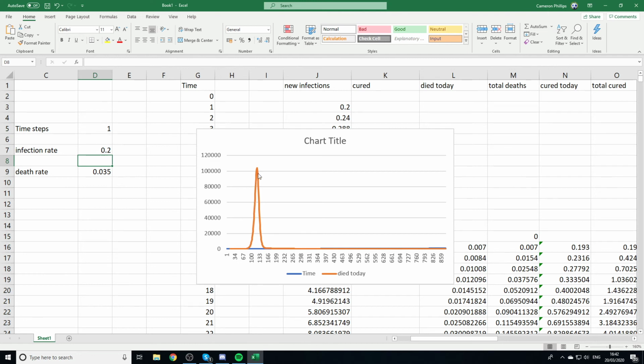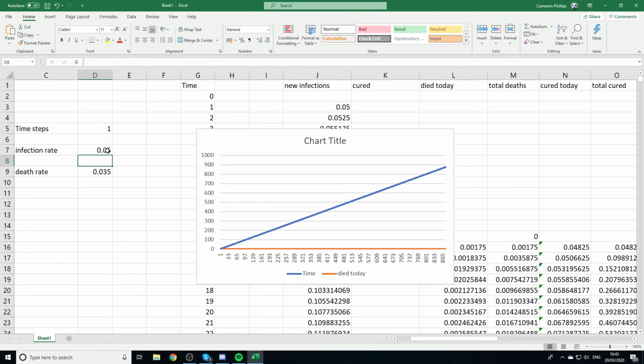You've doubled that time. You halve the maximum to 100,000. Let's take that down to 0.05. You infect a 20th of the people you meet, or in one day, if you have it, you only pass it on to 0.05.